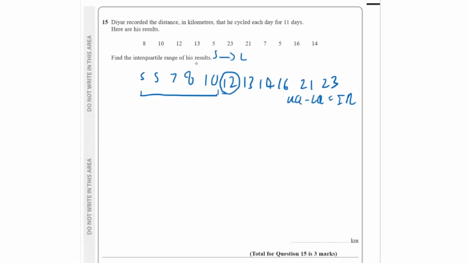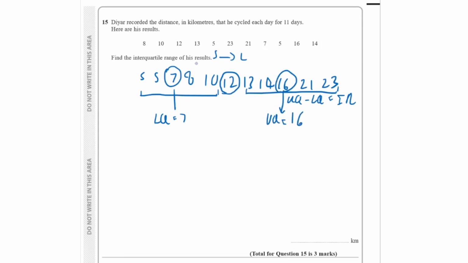So the median is the middle value, which is 7. So that means lower quartile is equal to 7. And to deal with the upper quartile, we look for the median of these values, which is 16. So that means upper quartile is 16.